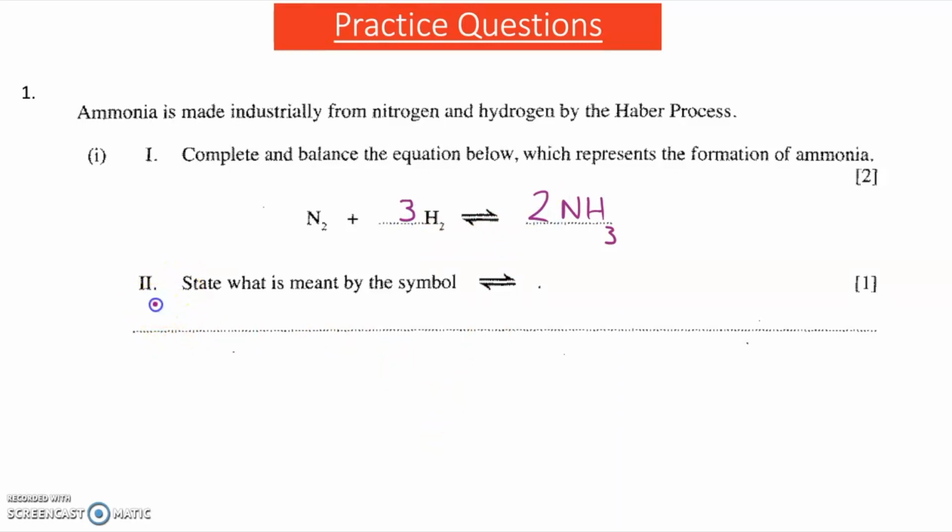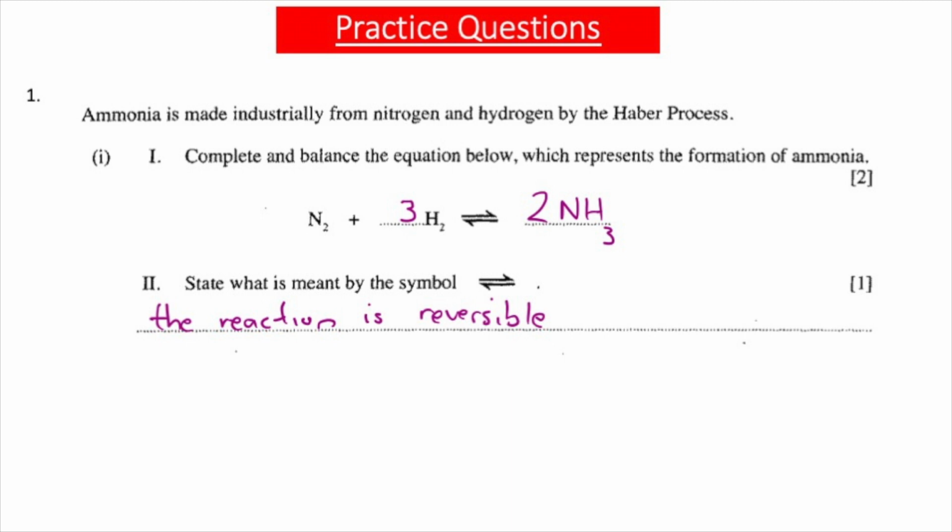And we put a 2 in front of the NH3 to give me 6 hydrogens on the right. So there's 1 mark if you realize that it was ammonia as the product, and 1 mark if you got the correct balancing. Now it says state what is meant by the symbol shown here. Well, this means it's a reversible reaction. It's a reaction that goes both forwards and backwards. 1 mark if you said that.